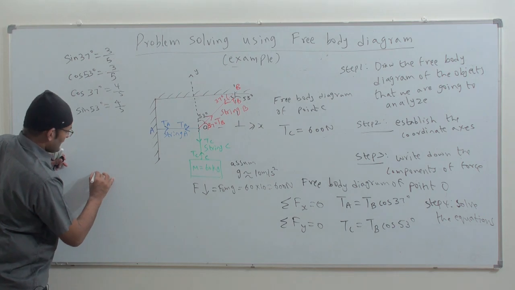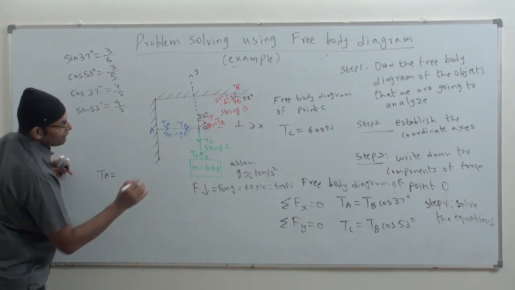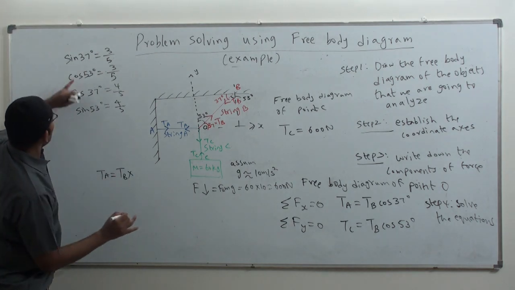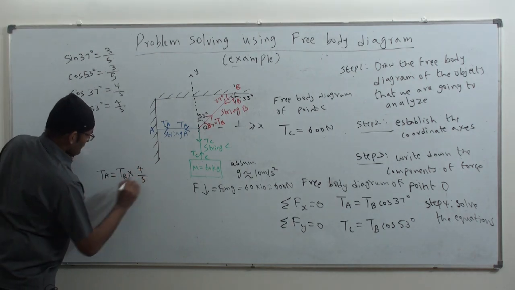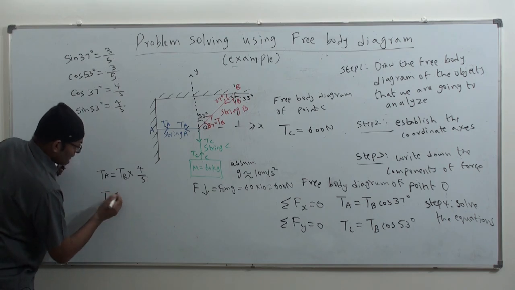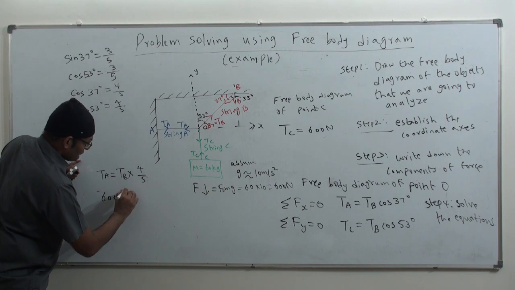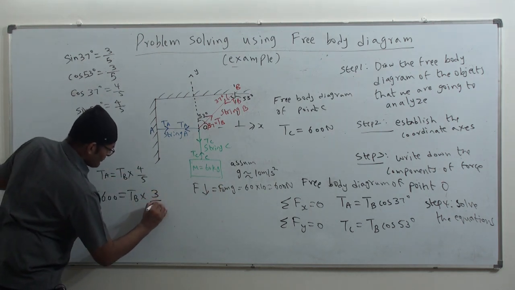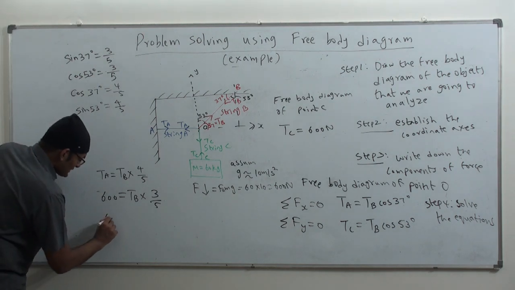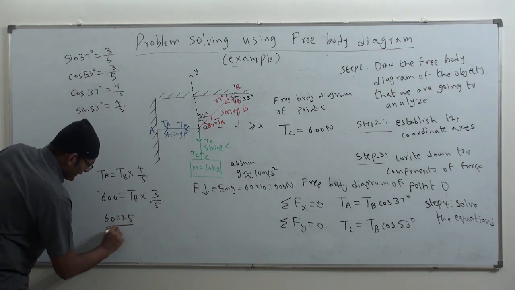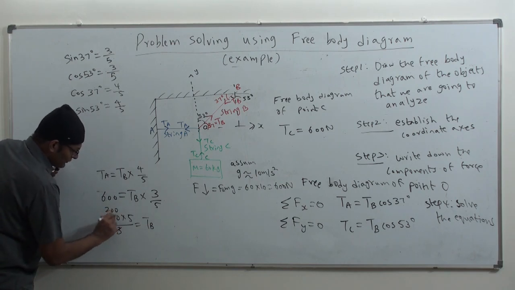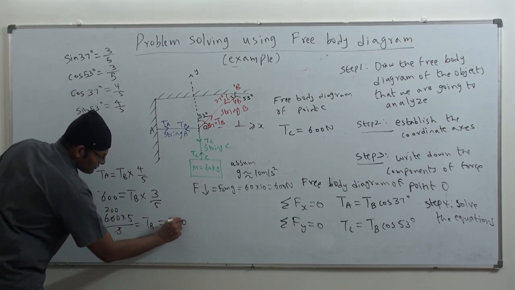Let's calculate. TA is equal to TB into what is cos 37? Cos 37 is 4 by 5. And what do we have for the other one? TC we already know. TC is equal to 600, which is equal to TB into cos 53. Cos 53 is 3 by 5. Now how do I calculate? 600 into 5 by 3 is equal to TB. So what do I get? 200 times 5, so TB is equal to 1000 newtons.